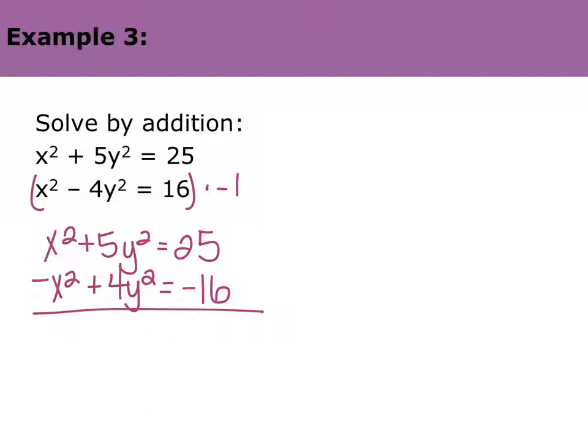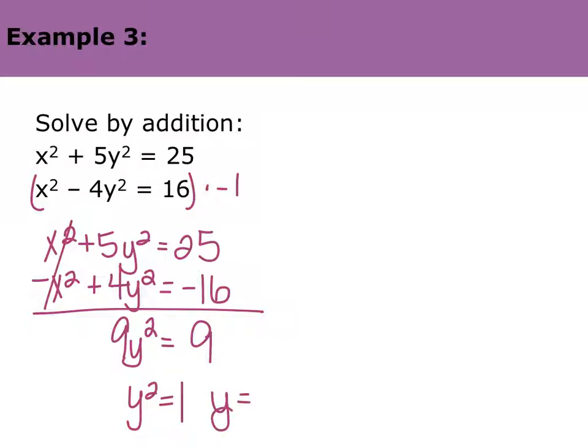And just like before, we add. And we get, our x squareds go away, and we get 9y squared equals 9. Finish this up, y squared is 9. So y is positive or negative the square root of 9. Wait a minute. We divided both sides by 9, so that's not right. Y squared is 1. So y is positive or negative the square root of 1, which is just 1.